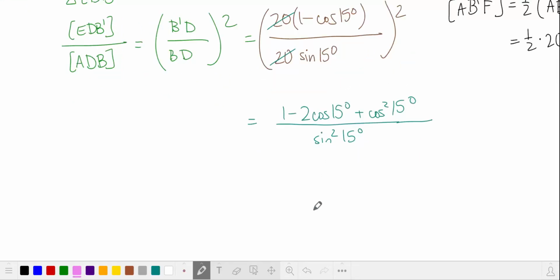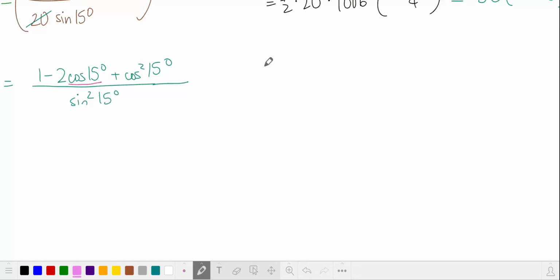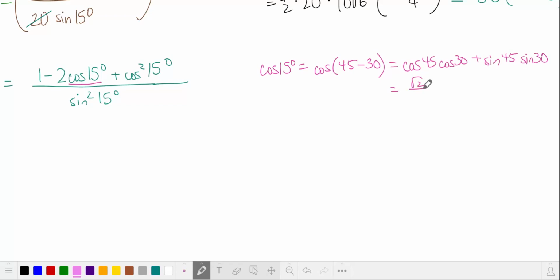Let's calculate these three trig values, and then we'll substitute. We'll start with the cosine of 15 degrees using our difference formula. 45 minus 30, that's cosine cosine plus sine sine, and we'll substitute. Cosine is root 3 over 2, and sine is a half. This is root 6 plus root 2 over 4.